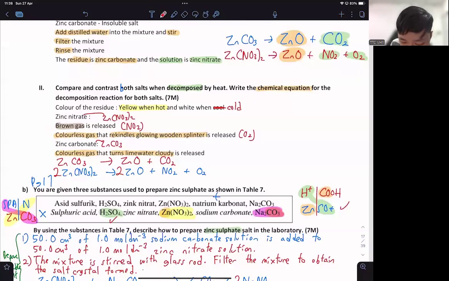Then your N: 2 times 2, 4. So your N should be 4, so we have to balance. Yes, 2, 2, 4. Then your oxygen: 3 times 2 is 6, 6 times 2 is 12. And on the right, 2 plus 8 plus 2 is 12. Okay?